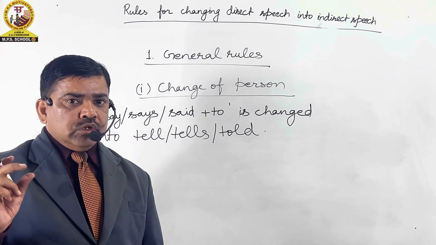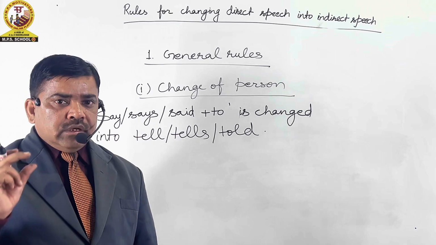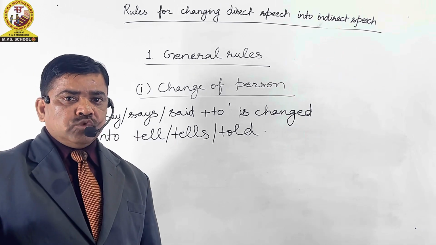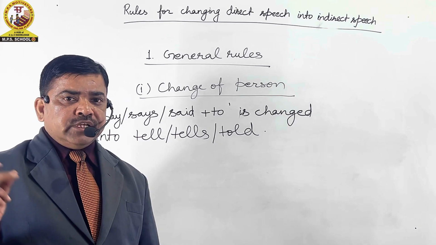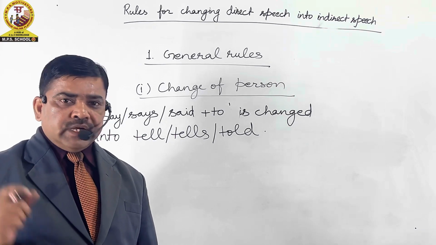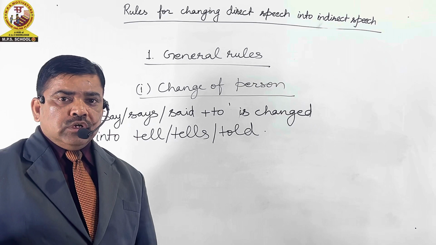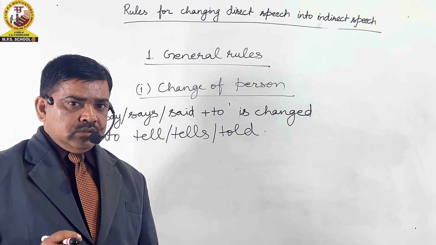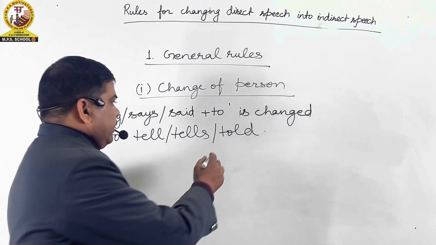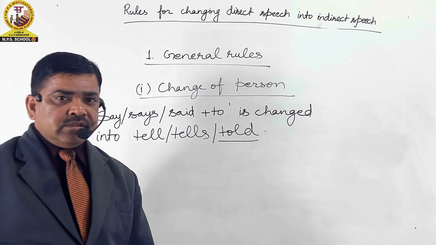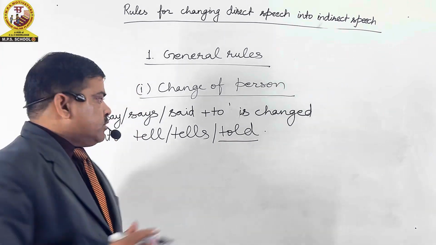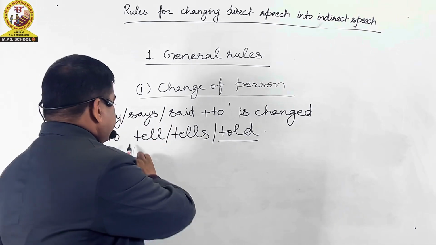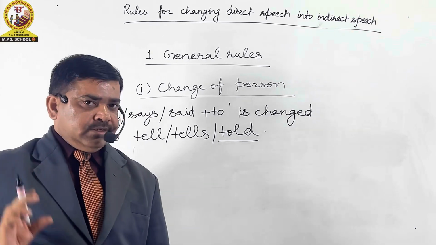Say to plus object is changed into tell plus object. Says to plus object is changed into tells plus object. Said to plus object is changed into told plus object. But we use told in past tense. So here we will use only say, says, and we will change it into tell, tells.